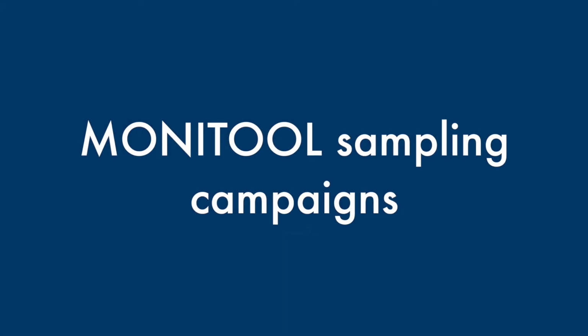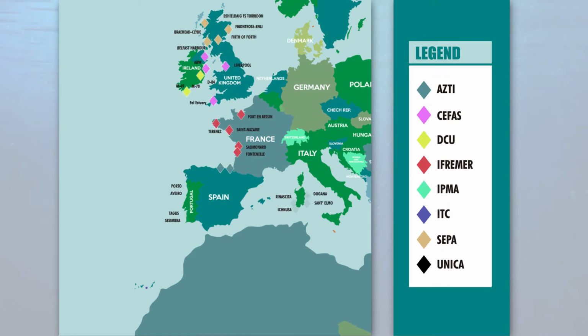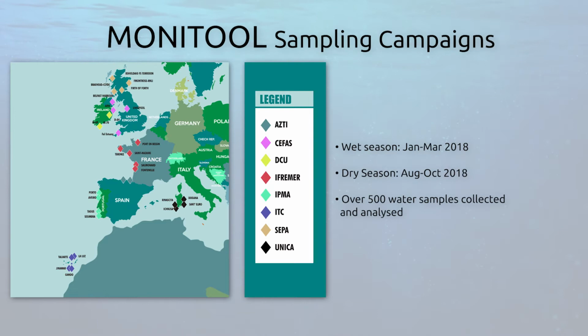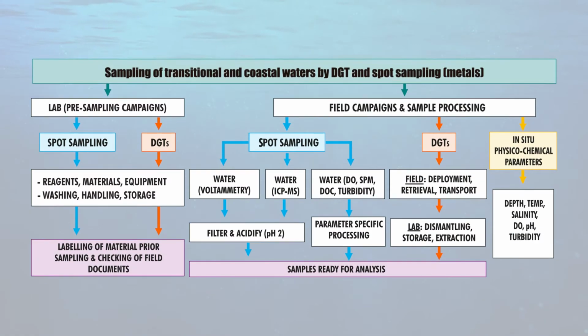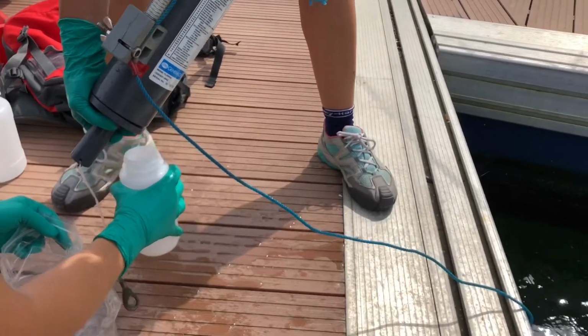To fulfill this ambitious objective, a successful campaign for DGT sampling and analysis in coastal and transitional waters was conducted over 2 periods across the Atlantic and Mediterranean region, covering a variety of environmental conditions. Protocols for spot water sampling and co-deployment of DGTs and for sample processing were produced. Common guidelines were followed by all partners to ensure the comparability and reproducibility of data obtained in different partner regions.